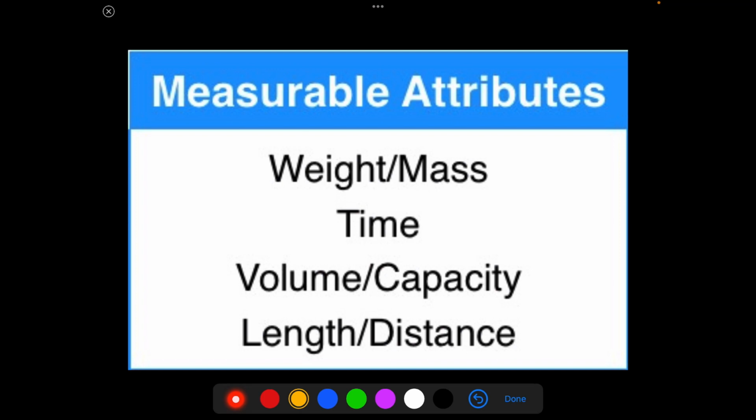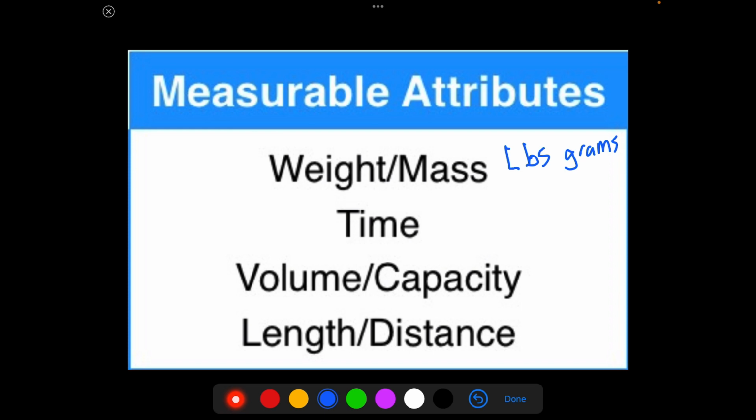All right, let's take a look at measurable attributes. Now we can measure weight and mass. Now, what would we use to measure weight? I'm going to give, let's have the boys. What kind of things do we use to measure weight? No, not your fruit and how much you weigh. We're talking about pounds. We're talking about grams. Those are the types of things that we use to measure weight and mass.